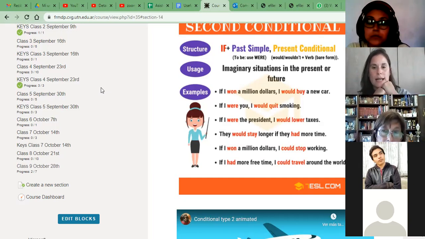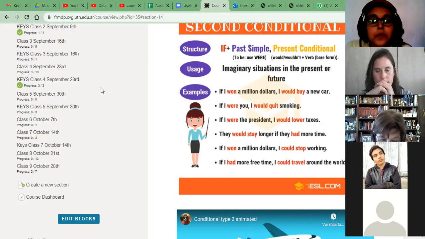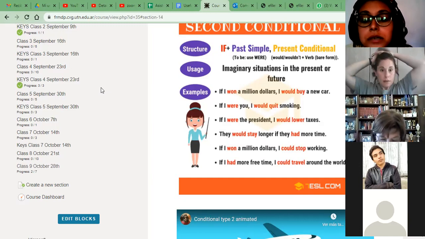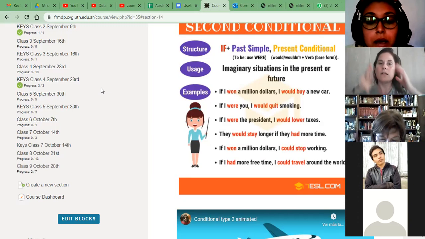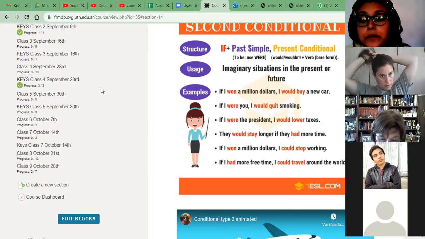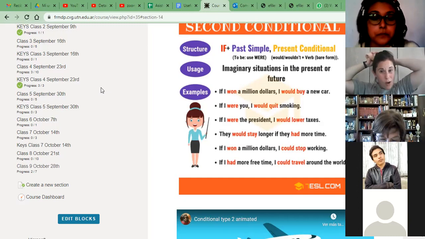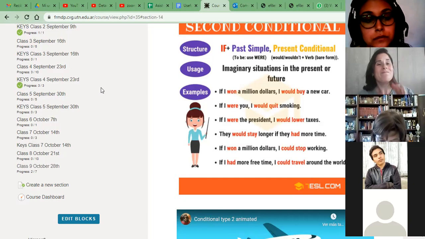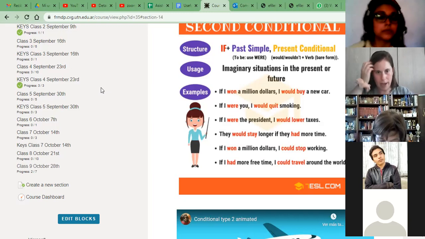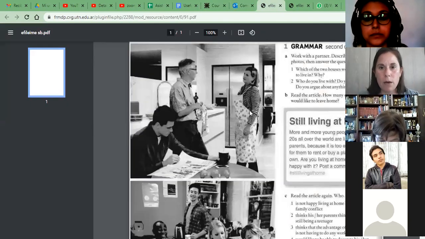Wada, can you read the two last ones? If I won $1 million, I could stop working. And if I had more free time, I could travel around the world. They are all imaginary situations, situations that you desire, that you wish for, things that you know can happen, but they are not so probable. Okay, very good. So now we're going to talk about this one.